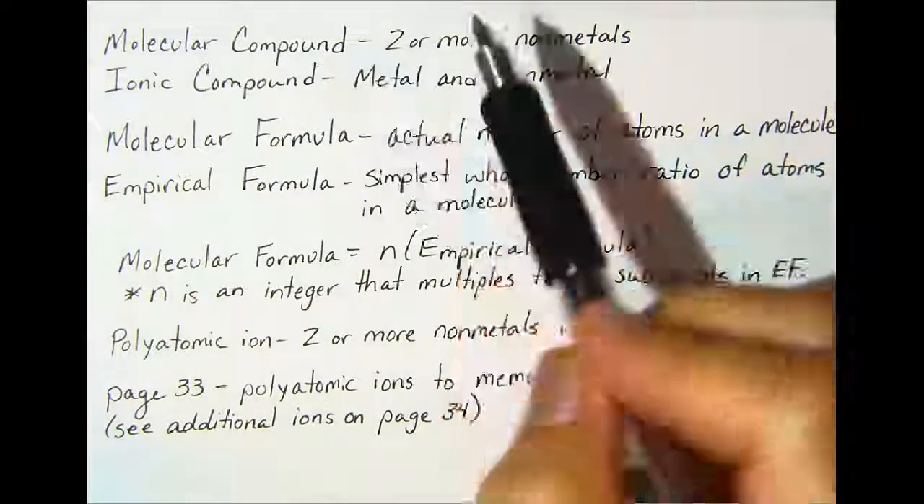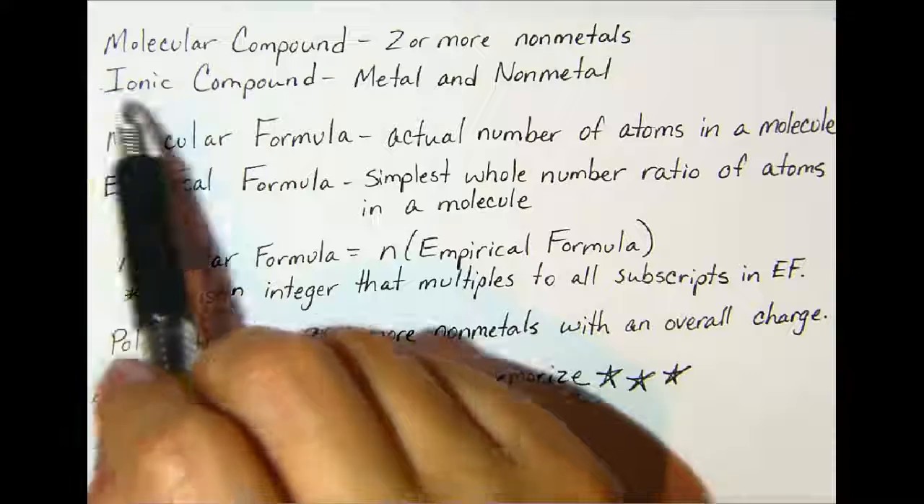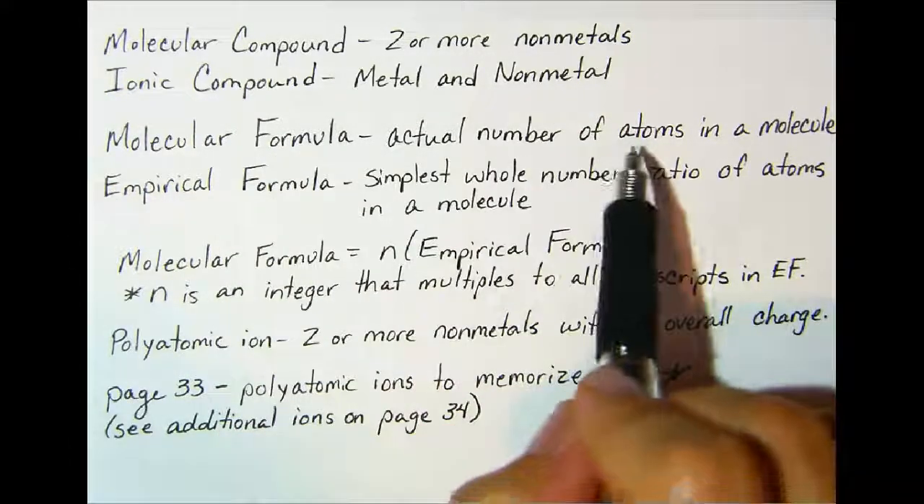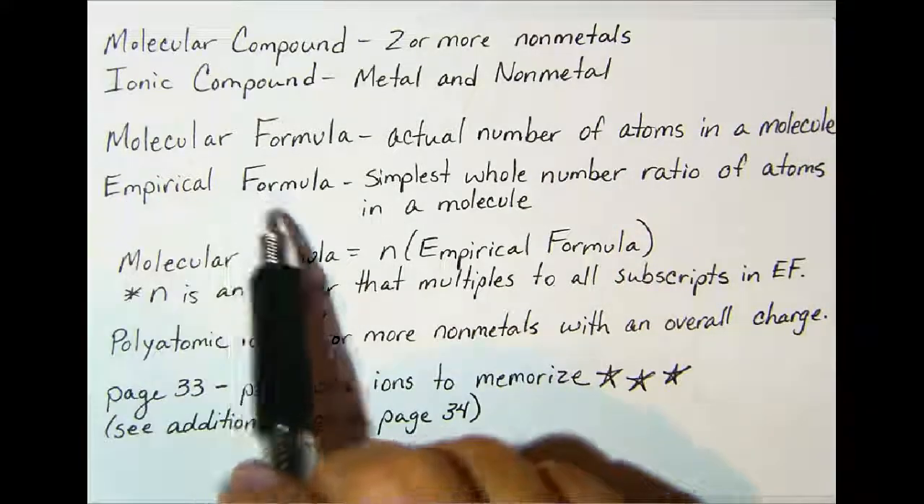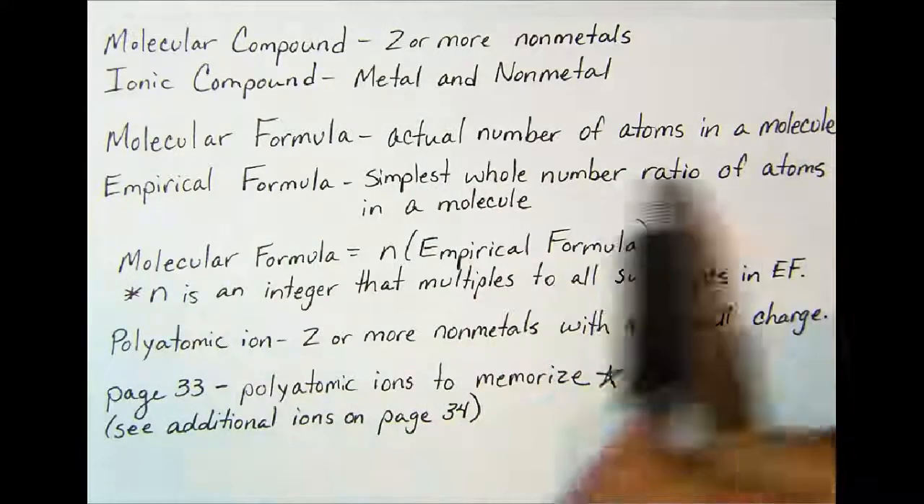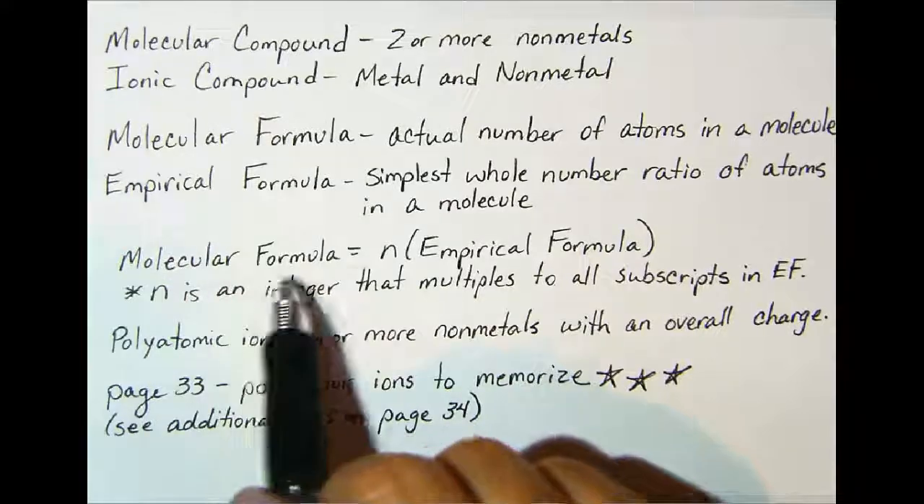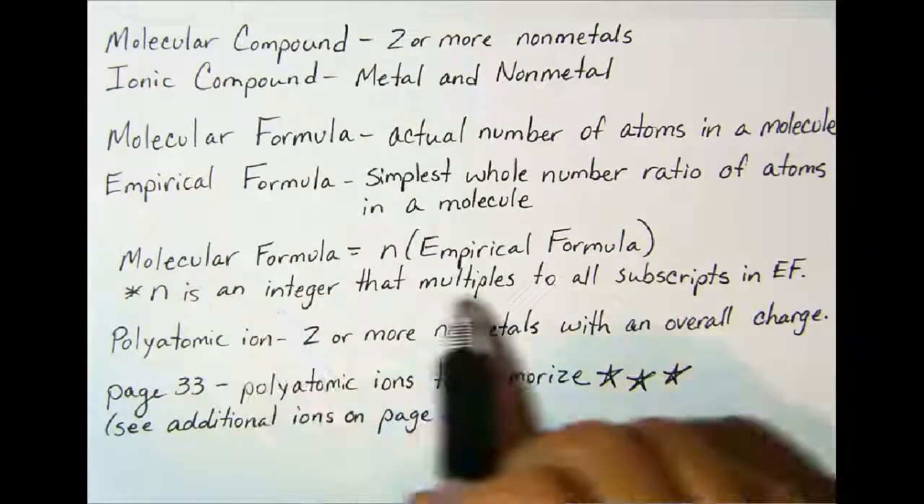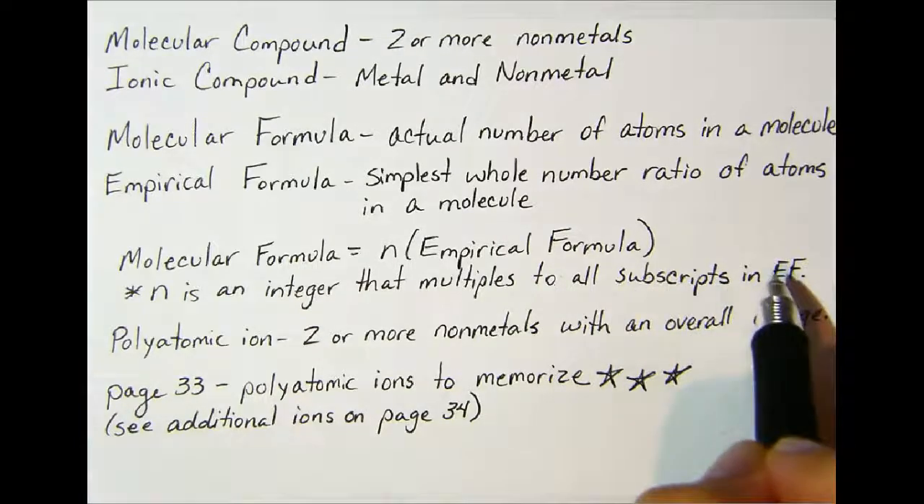A molecular compound is 2 or more nonmetals, while an ionic compound is a metal and a nonmetal. The molecular formula is the actual number of atoms in the molecule, while the empirical formula is the simplest whole number ratio of atoms in a molecule. The molecular formula is equal to an integer n times the empirical formula, where n is an integer that multiplies all the subscripts in the empirical formula.